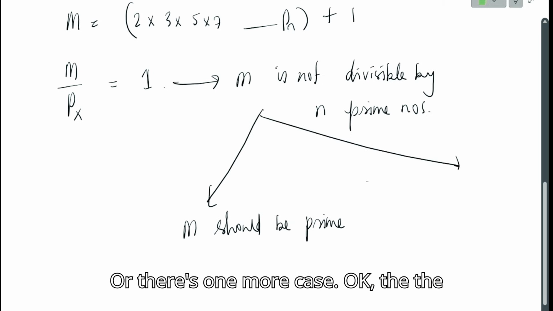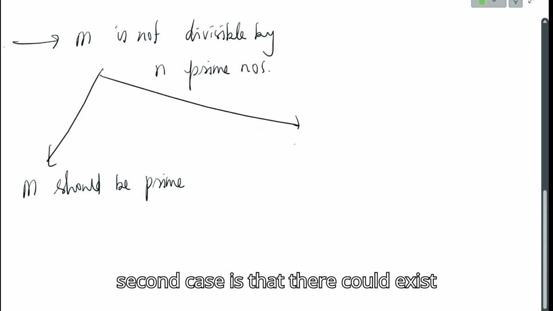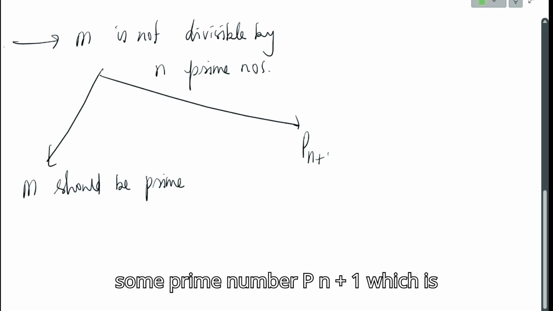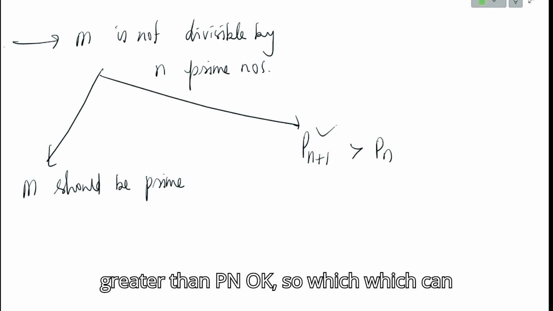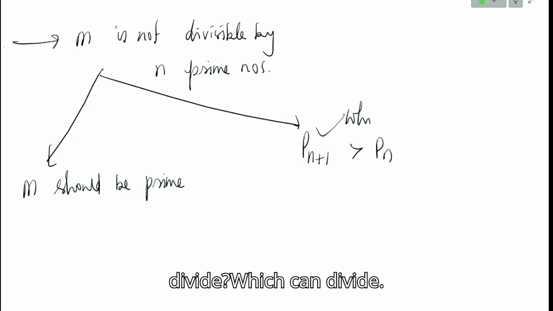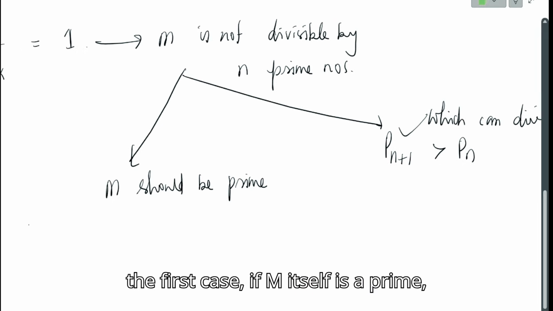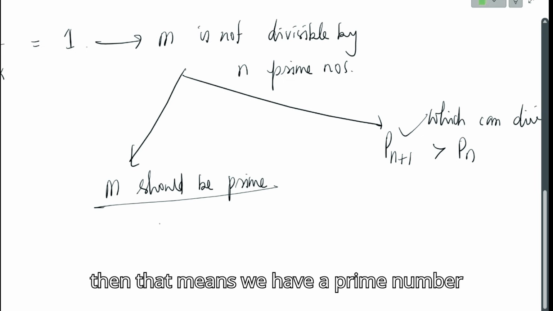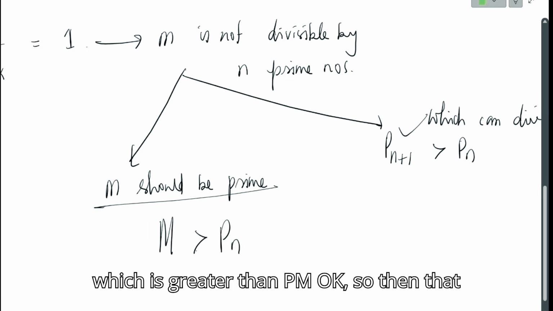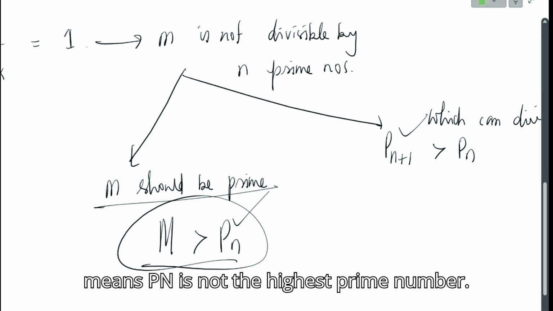Or there is one more case, okay? The second case is that there could exist some prime number Pn plus 1, which is greater than Pn, which can divide capital M. So that means in both cases, in the first case, if M itself is a prime, then that means we have a prime number which is greater than Pn, okay? So then that means Pn is not the highest prime number.